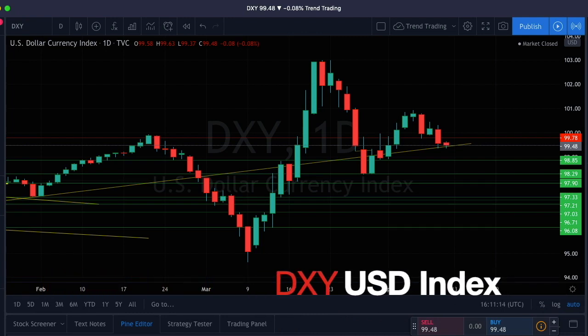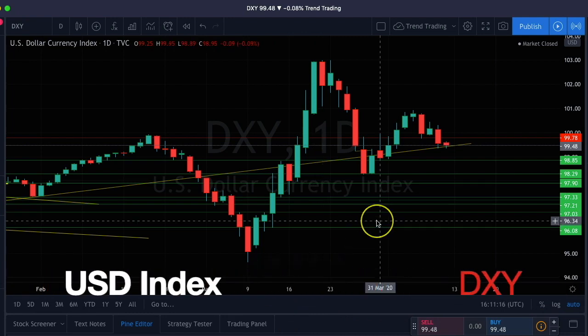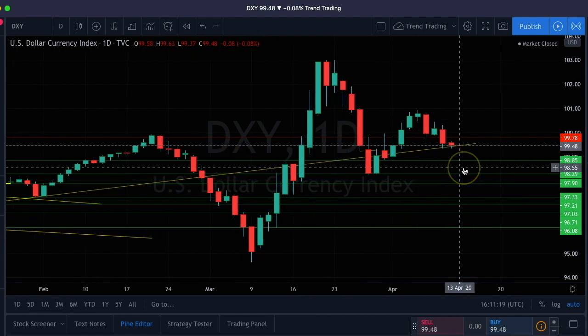There's a lot to get into today. There's a lot to cover. We're going to get into it all. Right now, we're going to take a look at the DXY. This is the US dollar index.